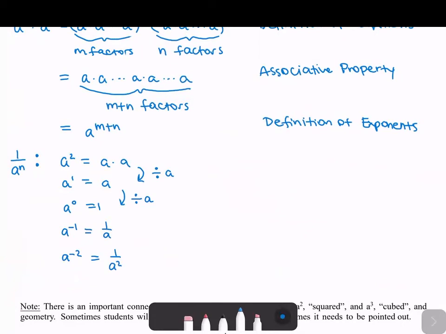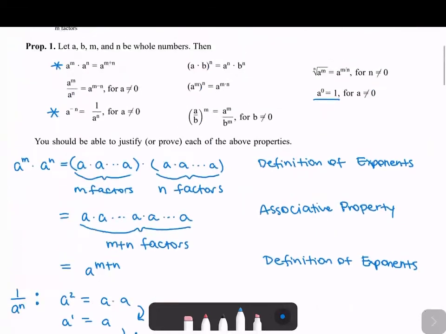So this is where we can see this property makes sense. We can justify it and really believe it, that exponents follow this nice pattern: whenever you decrease the exponent, you divide by the base. So this is how you can see and justify that a to the negative n is really 1 over a to the n.